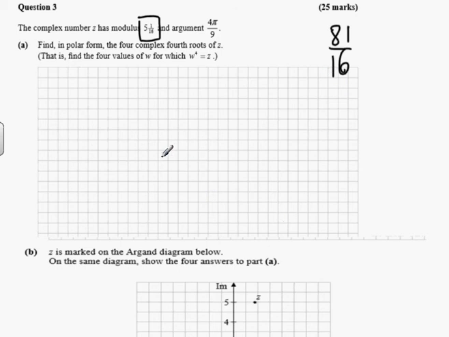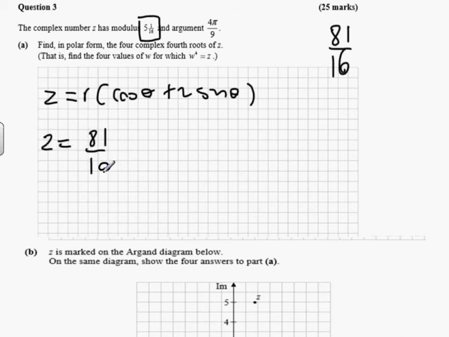Now, express in polar form. Z equals R cos theta plus I sine theta. Z therefore equals 81 over 16. That is your modulus. Your argument refers to your angle, 4 pi over 9 plus I sine 4 pi over 9. Now, polar form, 4 complex roots with z's. Okay? Now, I've got to expand on this. Where did I do this? It is page 57.